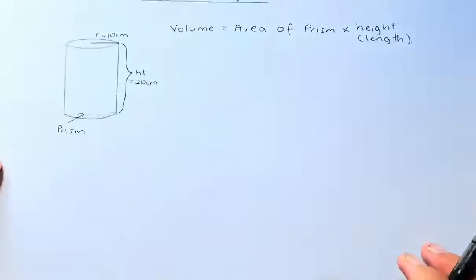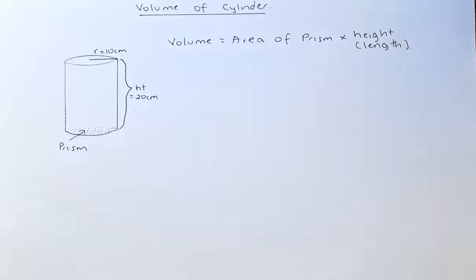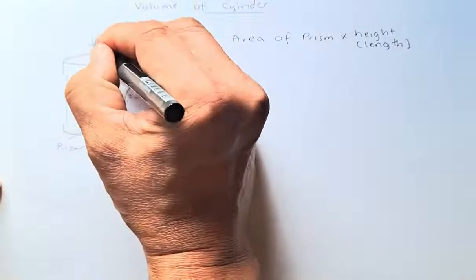The next example is to find the volume of a cylinder. In this cylinder, the radius is 10 centimeter and the height is 20 centimeter. The top and the bottom of the cylinder is actually a circle. So to get the volume of the cylinder, you will again use the same formula, area of the prism times the height. The prism is what you see when you pour water into this cylinder.